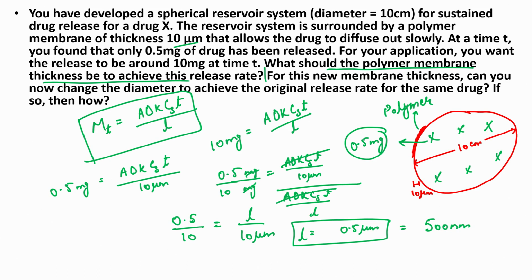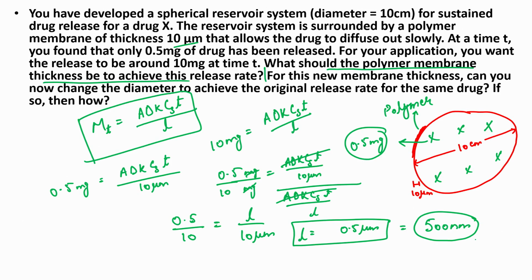Okay. So, let us see what the next part of this question is. For this new membrane thickness, can you now change the diameter to achieve the original release rate? So, now it is saying that we do not want to change the thickness anymore, the thickness will be fixed at 500 nanometer, this new thickness, but what should then be the diameter of the device to be able to change this. So, then it is fairly straightforward again. So, we will apply the same equation.